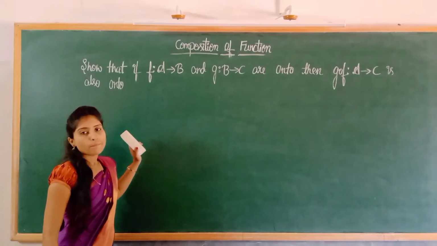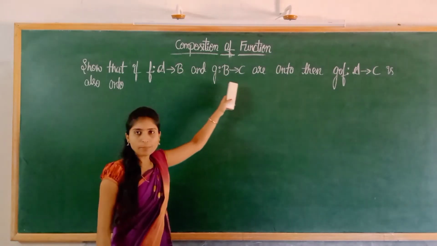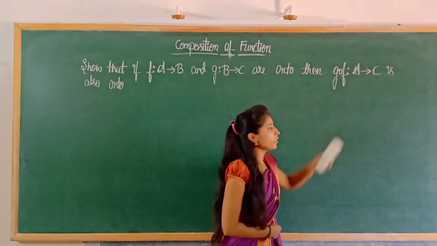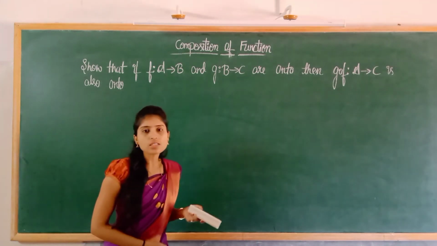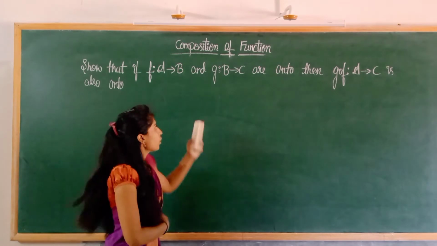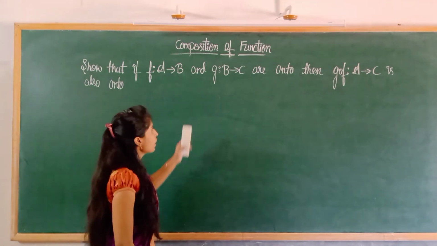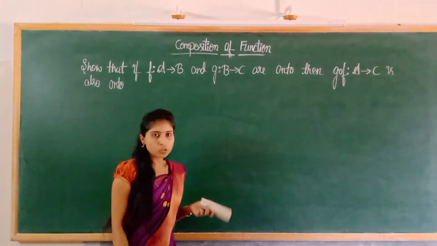Show that if f from A to B and g from B to C are onto, then g composition f from A to C is also onto. We have to show that. In the previous problem we showed that the functions are 1-1. Here we have to show that if the two functions are onto, then g composition f from A to C is also onto, right?